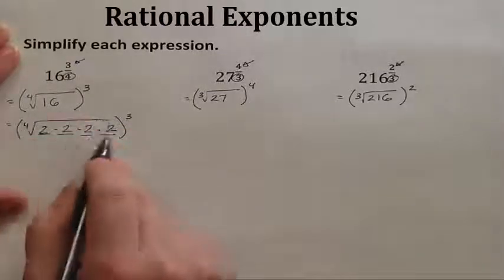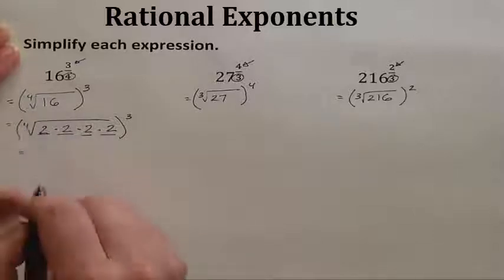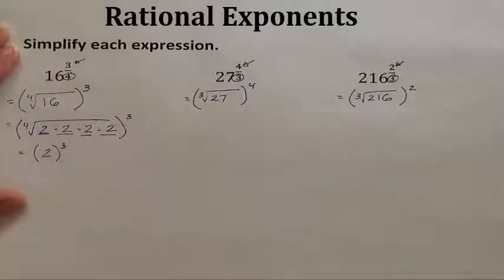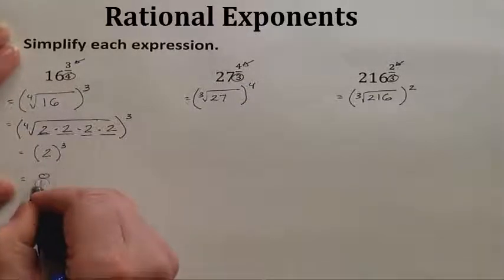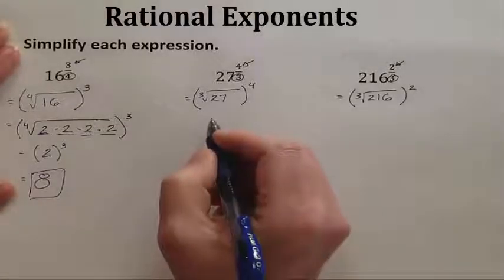So order of operations says I have to do parentheses first. So what one number was 4 times? Well, that was a 2. And all of this is still raised to the third power. What is 2 to the third power? 2 to the third power is 8. So my answer is 8, and I'm done.